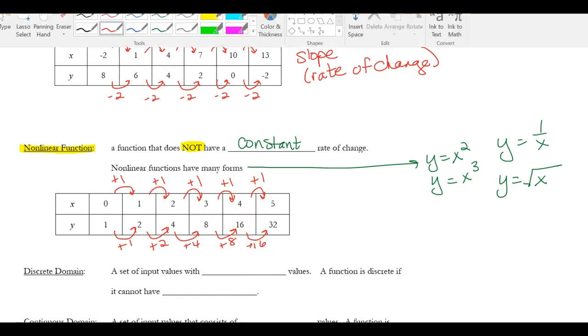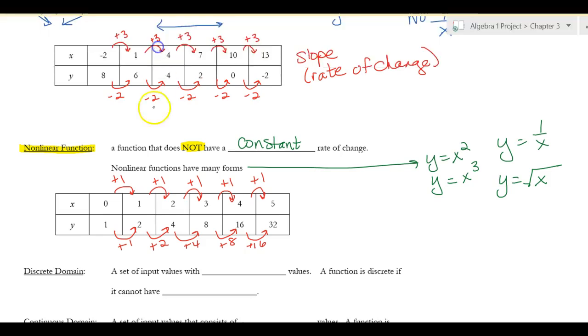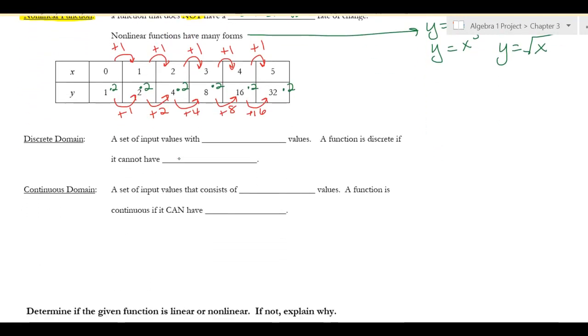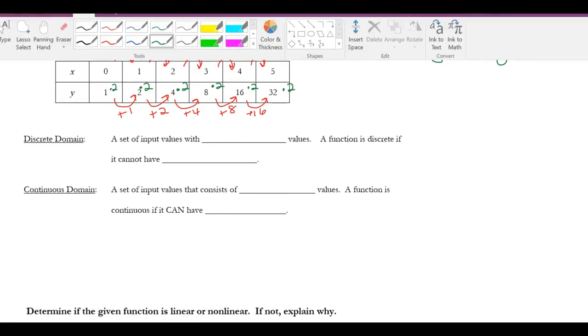There is a different pattern this one has. This one actually multiplies by 2. 1 times 2 is 2. 2 times 2 is 4. 4 times 2 is 8, and so forth. But linear has to be adding. Linear is not multiplying. This is something else that we'll get to. Okay? So it's linear if you have the same adding or subtracting for the x's and the y's. Okay, so let's look at the next couple terms.